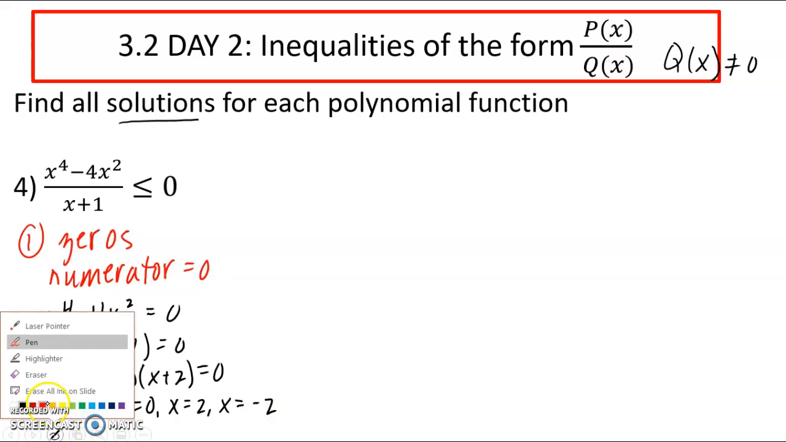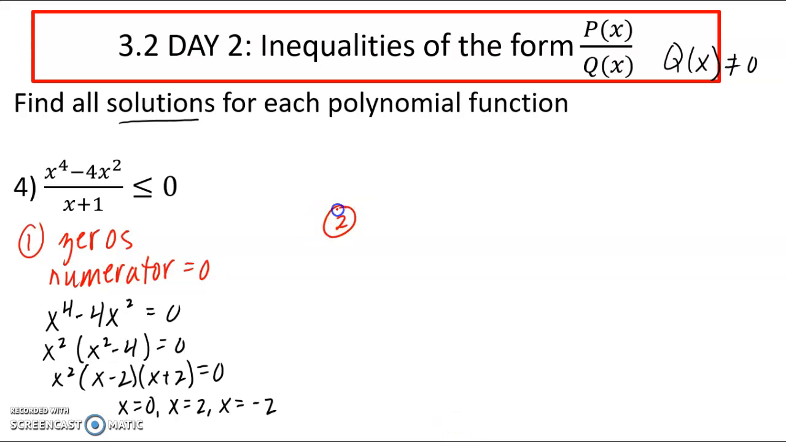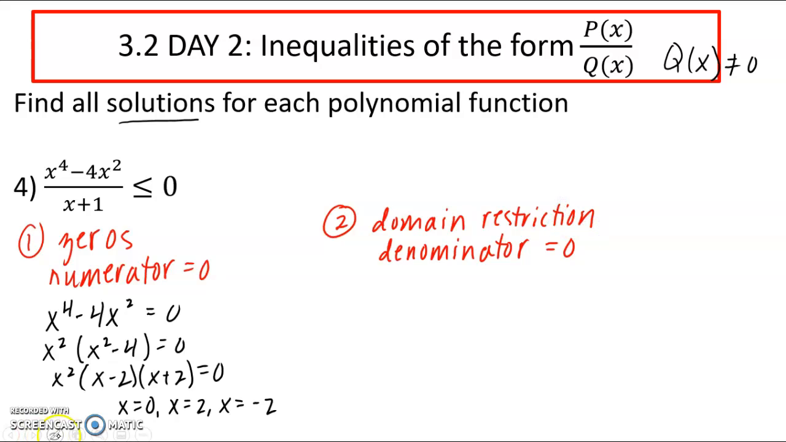All right, but now, because we have this rational function, we have a domain restriction. Okay, so we have to consider where the domain restriction exists. To find the domain restriction, we set the denominator equal to 0. Okay, so setting the bottom equal to 0, x plus 1 equals 0. So x cannot equal negative 1. Okay, so that's a very important piece of the puzzle. And not only that, but we have to plot that domain restriction on our number line as well. Okay, so I'll write that on this slide before moving on.